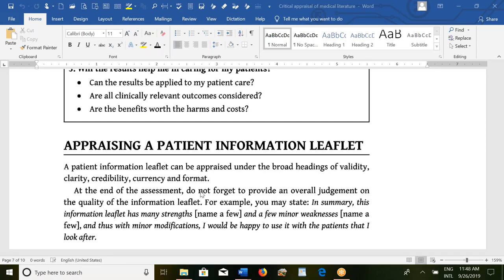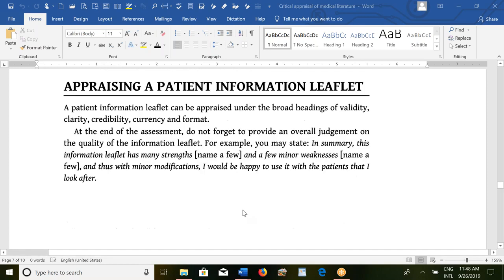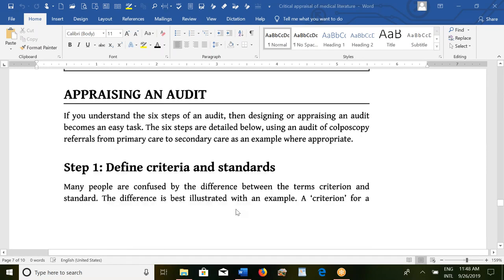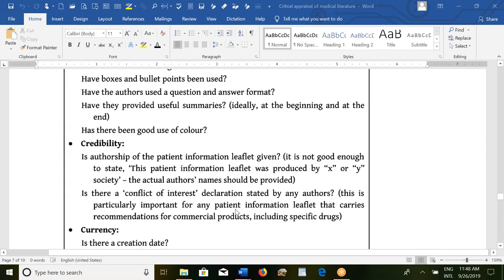Then I think we read about the patient information leaflet before. That one was simple, so we will stick to that one. Then for the audit also, okay, let's go back to this one. Just a quick review.